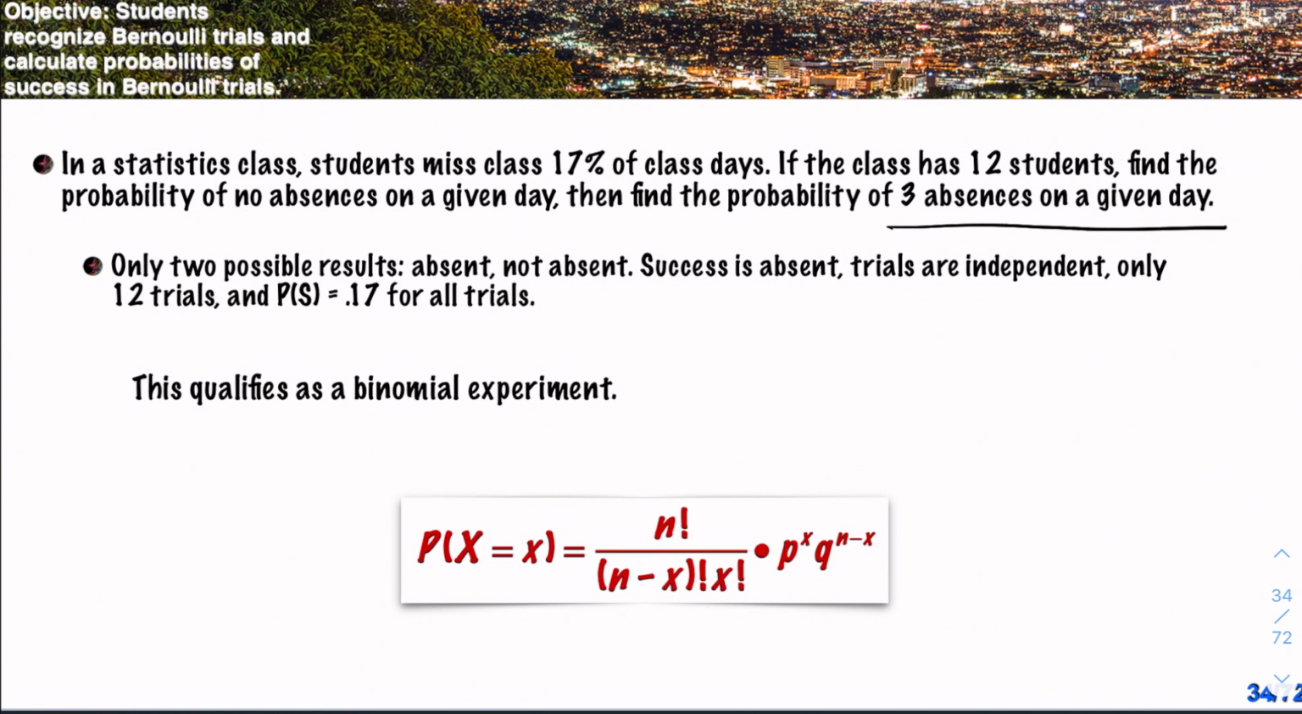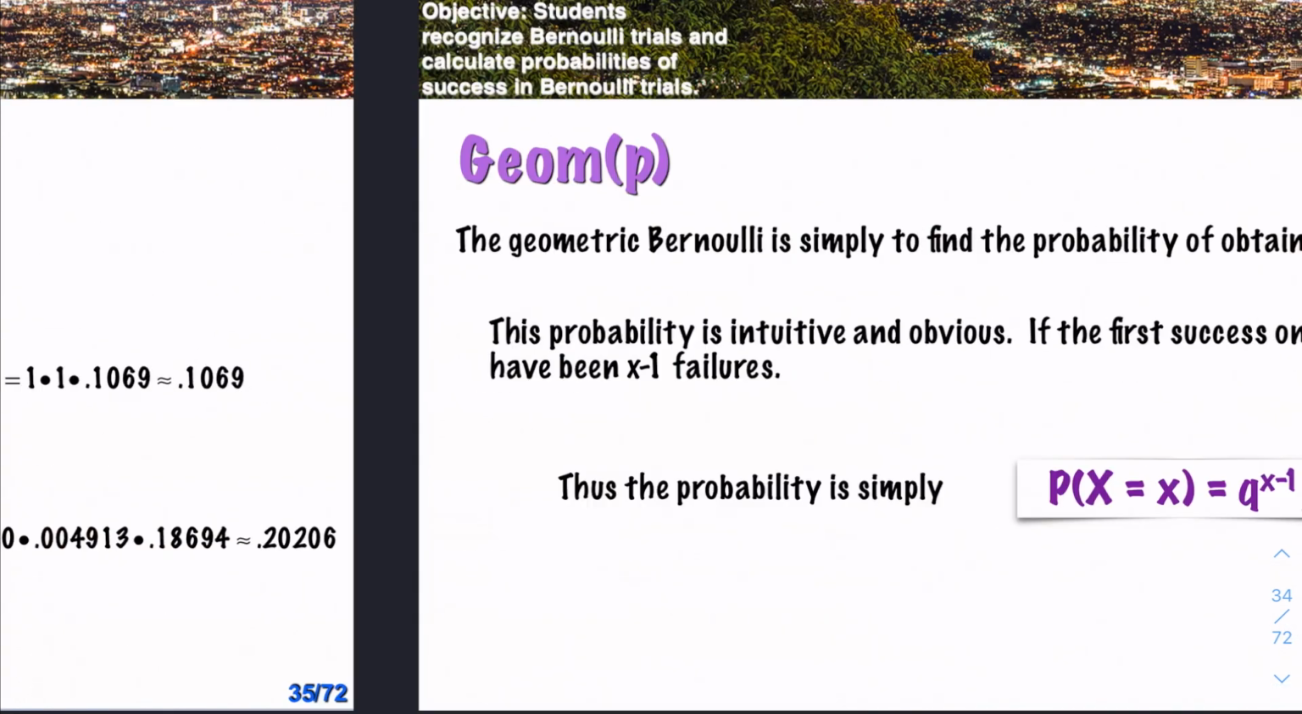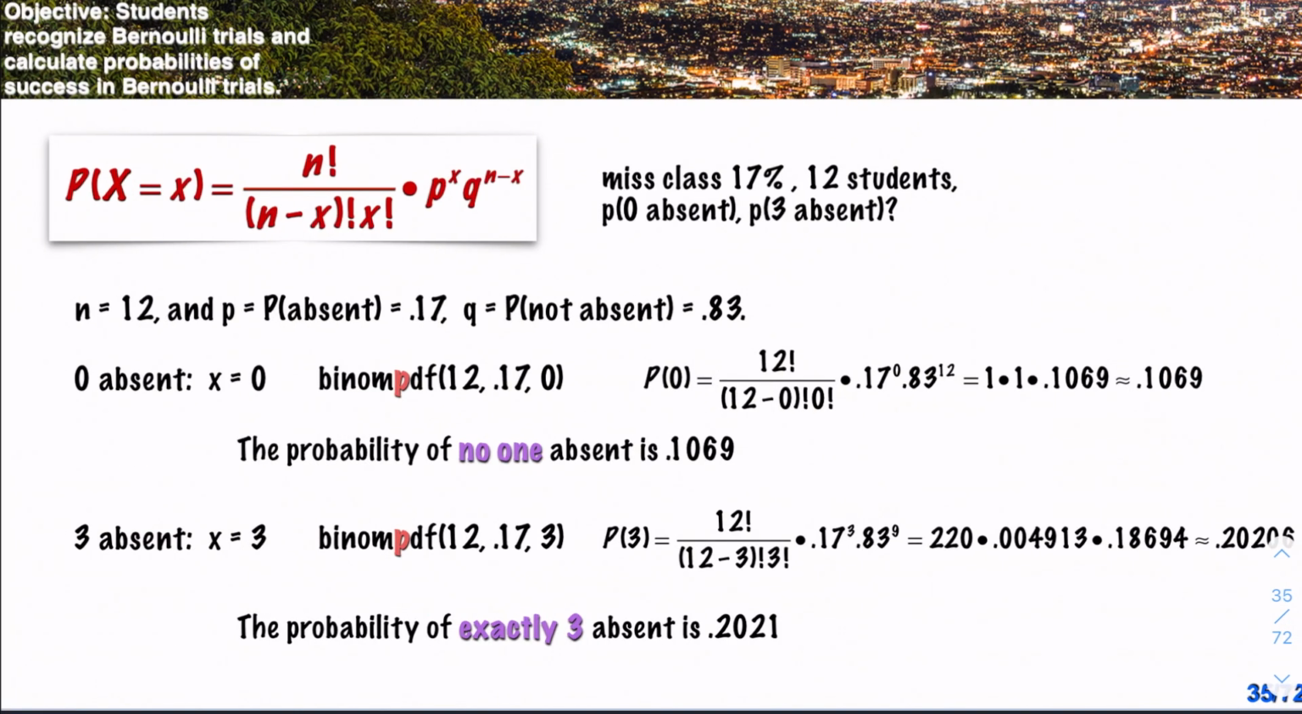Okay, only 2 possible results are here, absent or present, or not absent. Success is absent. Trials are independent, only 12 trials, and the probability of success is 0.17, so we'll say p is equal to 0.17 for all trials. This qualifies as a binomial experiment. This is a Bernoulli trial, so we do the thing. N is 12, p is 0.17, q is 0.83.